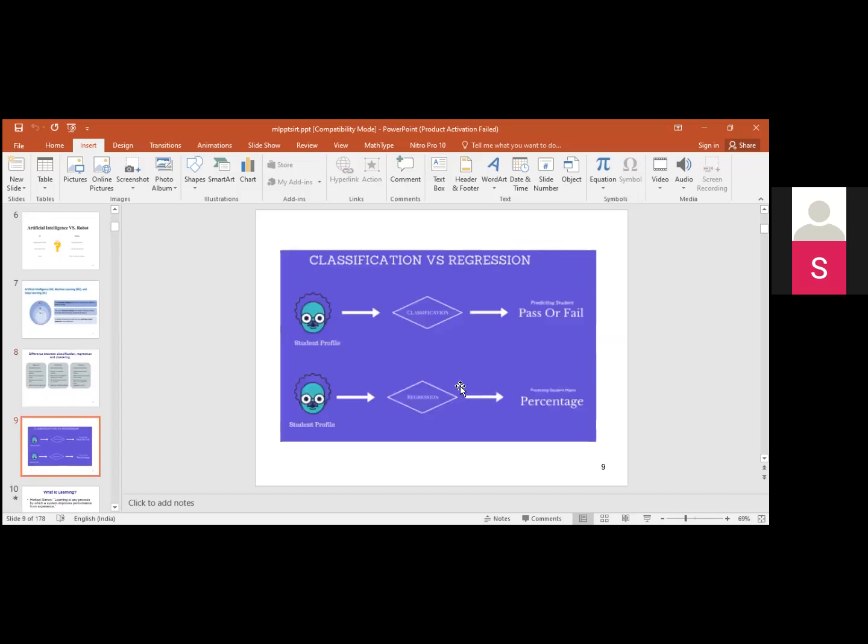Classification is the part where you have to decide a class, such as whether a particular person is pass or fail.